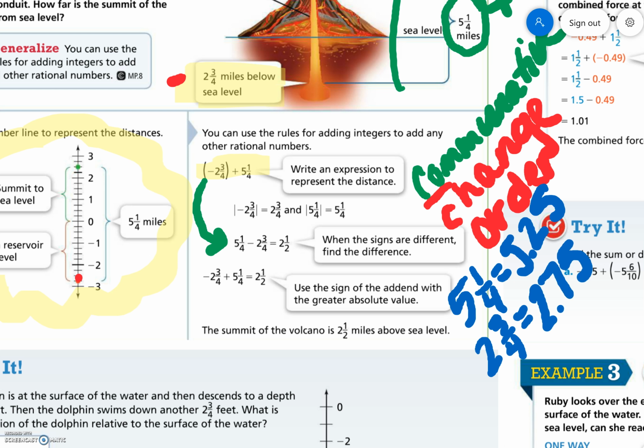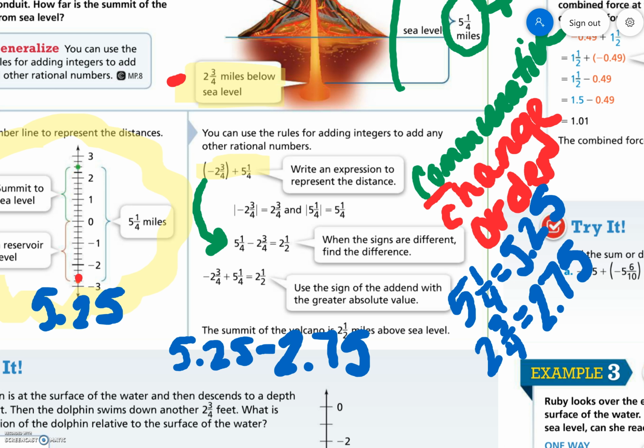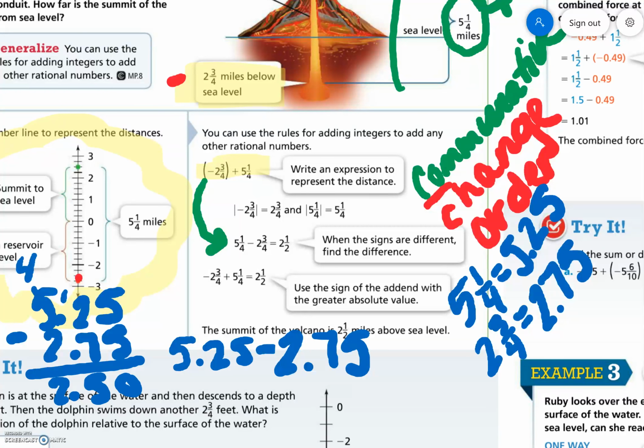So we can rewrite this as 5.25 minus 2.75. Setting that up, 5.25 minus 2.75 gives me a 0. I have to borrow. Make sure you're borrowing the right way. 12 minus 7 gives us 5. 4 minus 2 gives us 2.50. So 2.5, which is the same thing as 2.5, because 50 cents is half of a dollar.